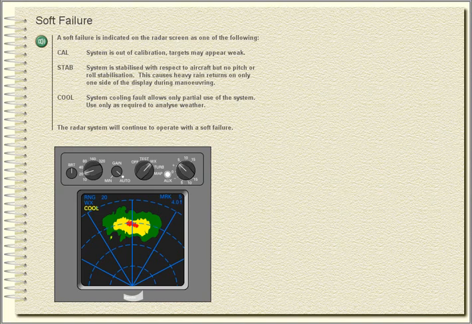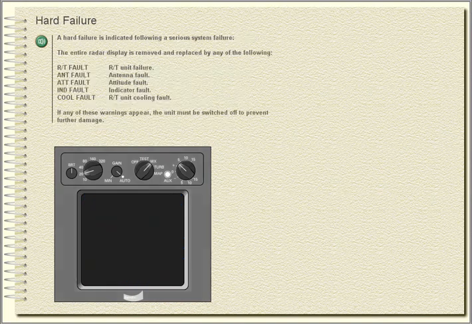Cool. System cooling fault allows only partial use of the system. Use only as required to analyze weather. The radar system will continue to operate with a soft failure.